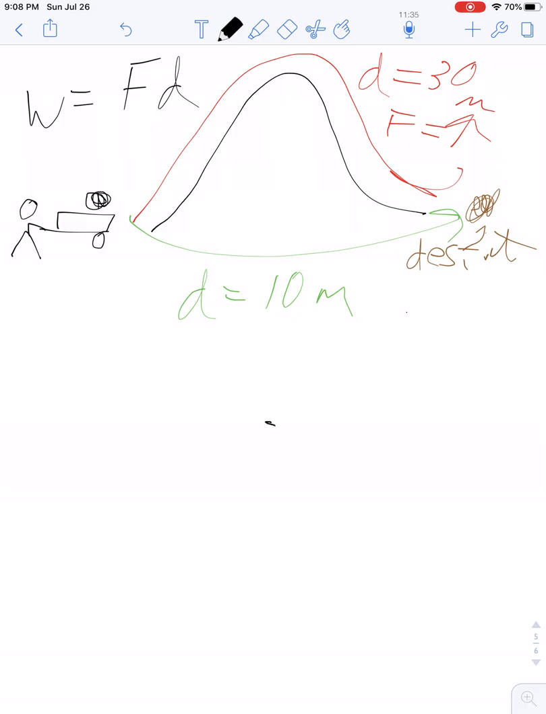Now in science we're not so interested in this definition of work. We're more interested in this definition of work. Work is negative P delta V. We're more interested in the work done by pistons and gases.